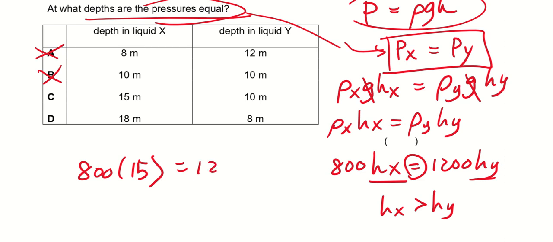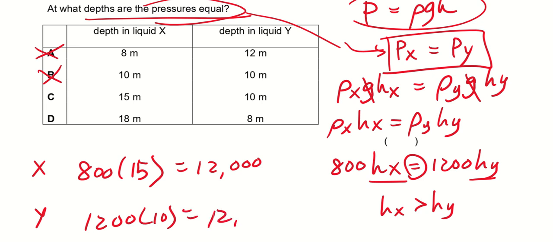I get 12,000. Okay, let's say it's Pascal. No, let me just give it as a value because I didn't multiply by my g, right? So this is for X. For Y, if it's true, then I put in 1200 multiplied by 10 and I also get 12,000. That means C is the correct answer. Okay.